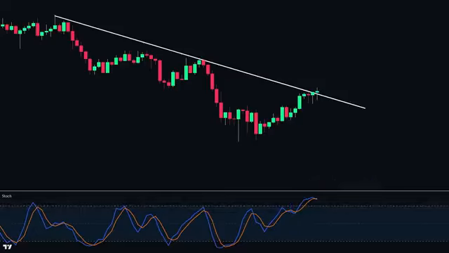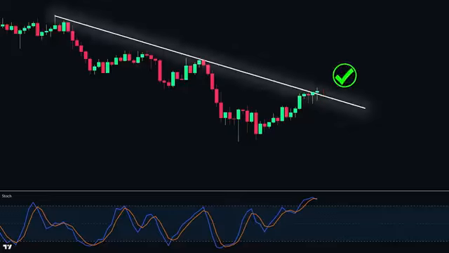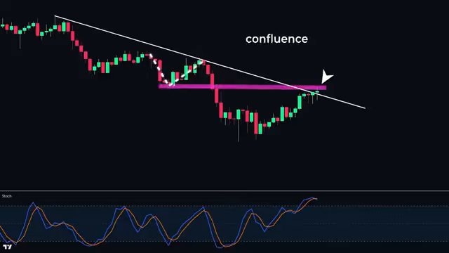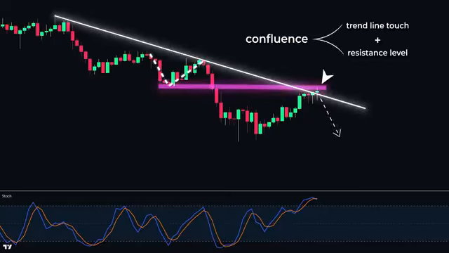Now, in this example, notice that the price didn't touch the trend line perfectly and instead slightly broke above it. However, this still counts as a valid setup because it's still within the trend line zone. Now, an interesting thing about this specific setup is that this area where price touches the trend line also seems to align with a support-turned-resistance level here. This is called confluence, and usually, it's a sign that price has a higher chance of bouncing off that key level because of the two key levels converging.